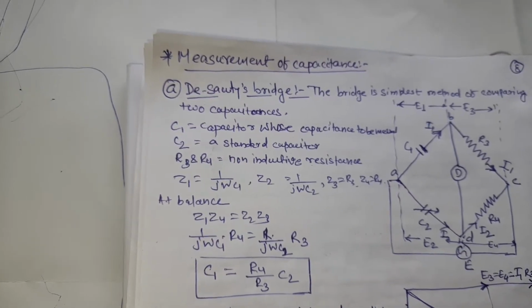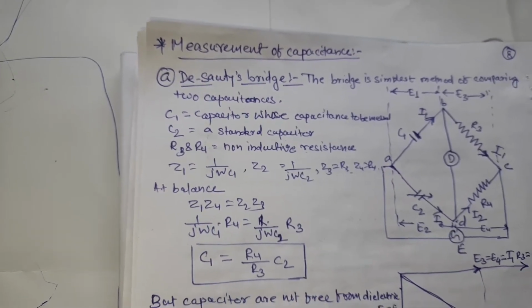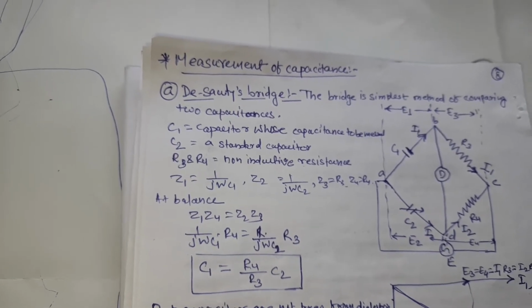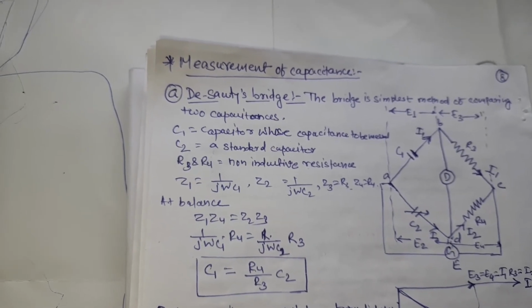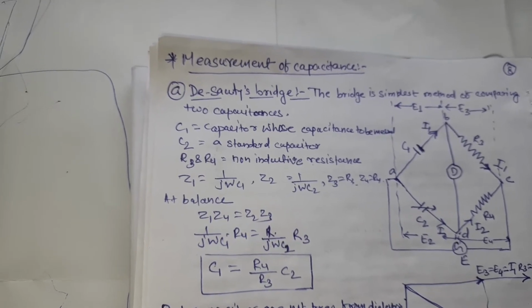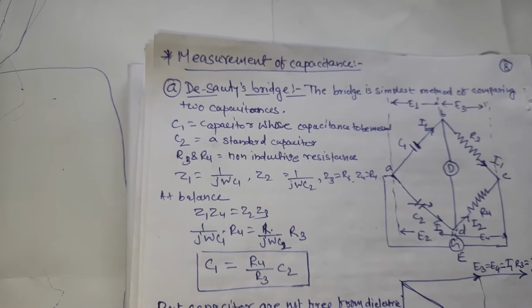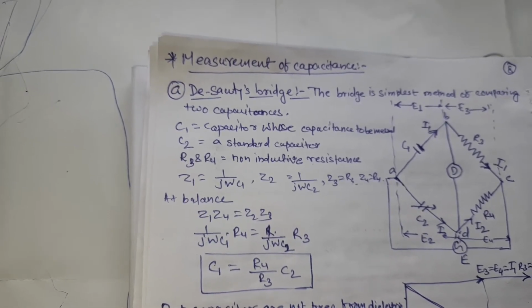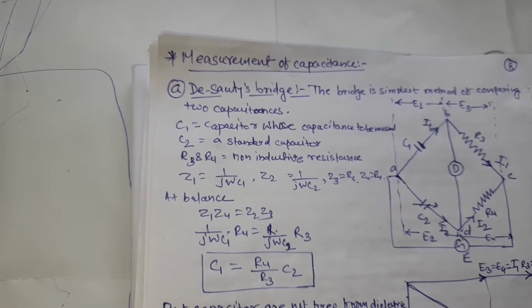Today I will discuss the measurement of capacitance using AC bridge. In the video lectures of AC bridge part 1 and part 2, we have already discussed how self inductance is measured using AC bridge, and there are 5 methods for the measurement of self inductance.